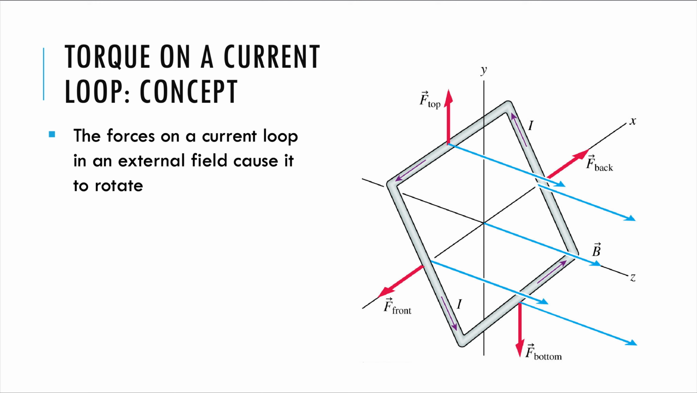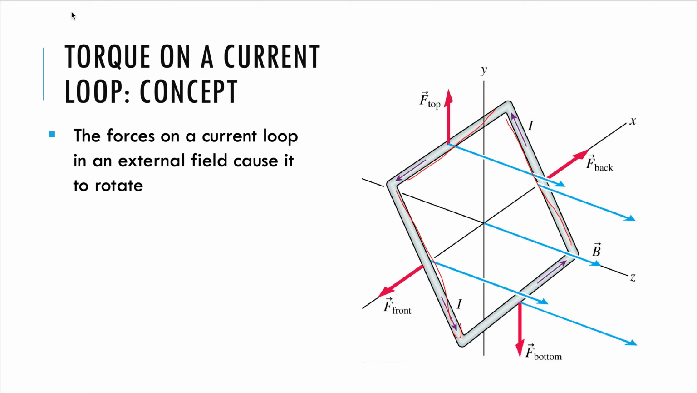What I'd like to discuss in this video is torque on a current loop. We just learned that if you have a wire that carries a current and it's in an external magnetic field, it will experience a force. So now let's consider a current loop. You can just think of it as 4 wires that are carrying current in an external field. Each segment of the wire will experience a force. If the loop is oriented in a certain way, then the loop will start to rotate.